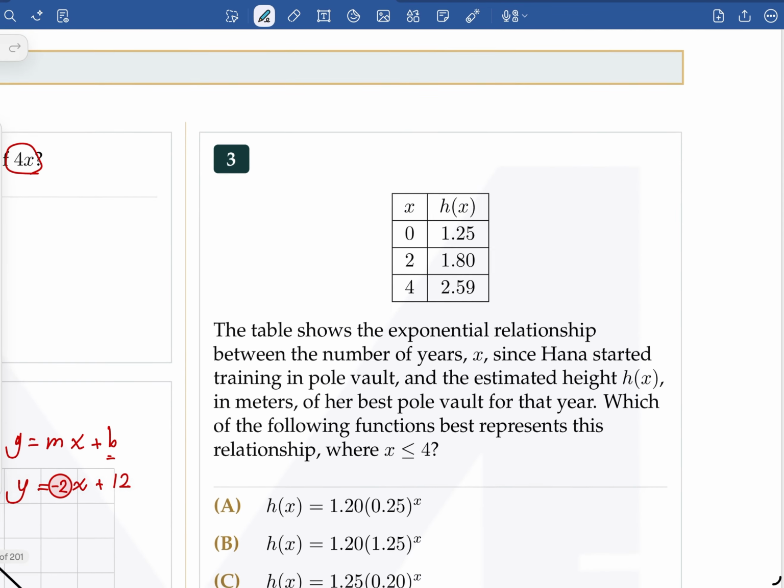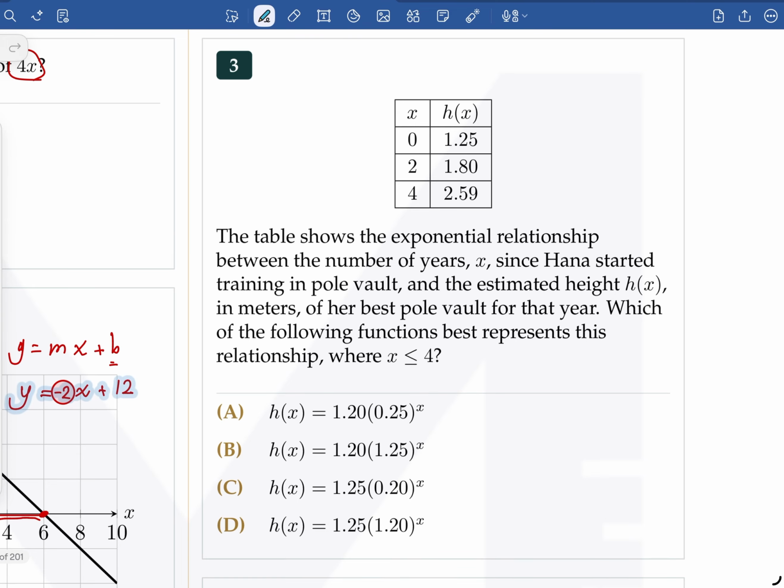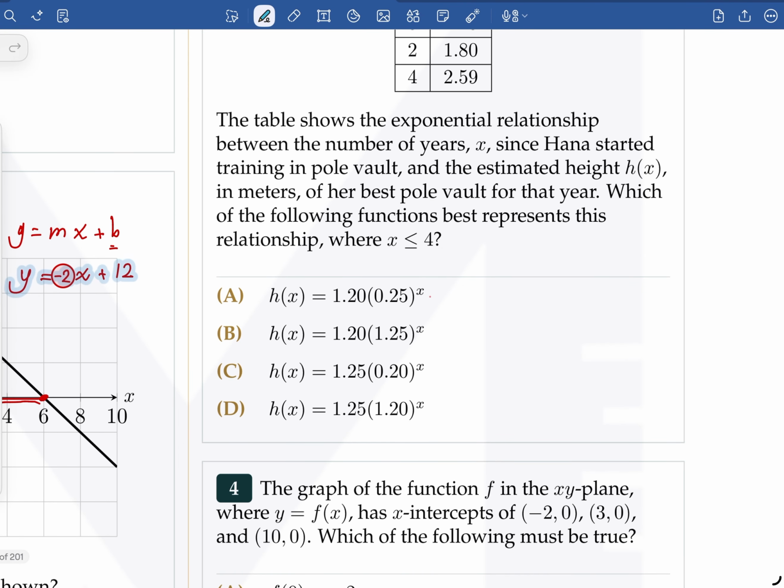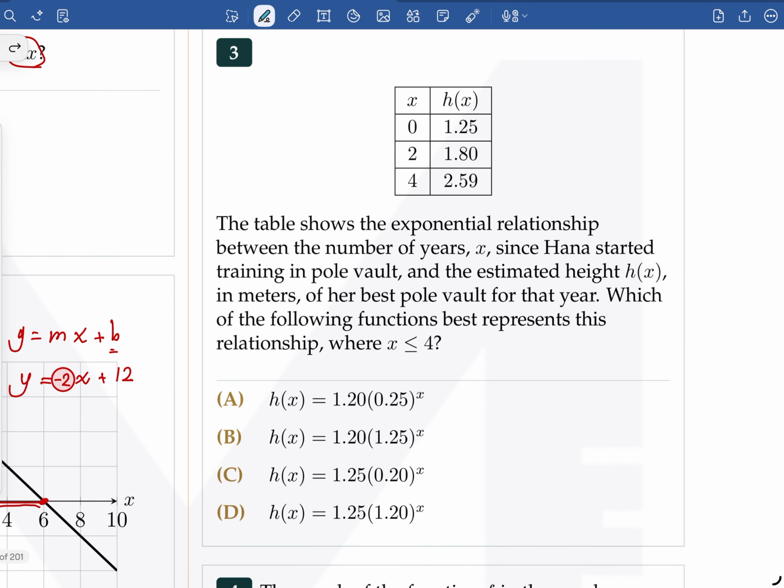Now question number 3, we have a table of values. These are actually values for an exponential function, because you can look at the options, all of them are exponential. But this does not mean we don't read the question. We have to read it. The table shows the exponential relationship between the number of years x since Hannah started training in pole vault and the estimated height h of x in meters of her best pole vault for that year. Which of the following functions best represents this relationship where x is less than or equal to 4?